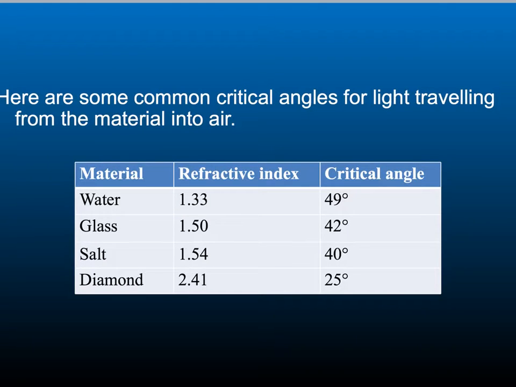Here are some examples of critical angles for light travelling from the material into the air. You can see here that the critical angle for diamond is the lowest, 25 degrees. This means that diamond is the denser material. You can also see this from its refractive index, as it is the highest.